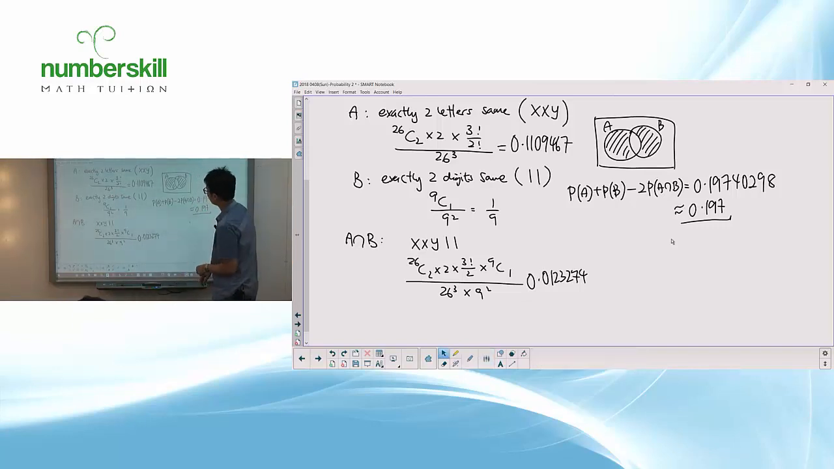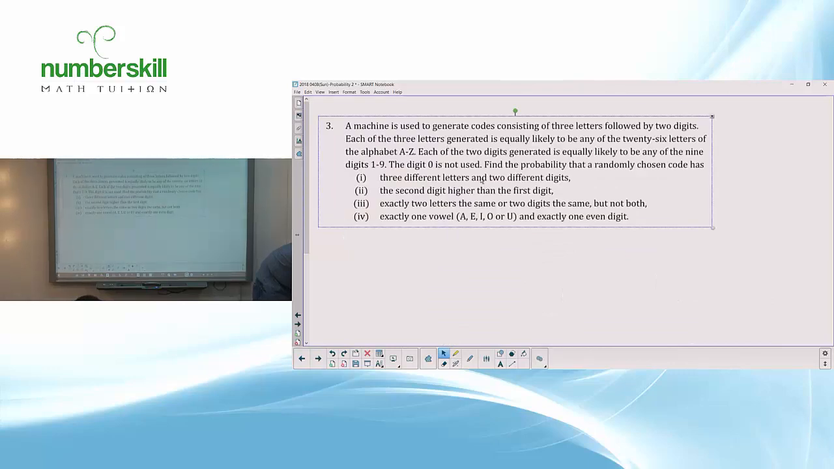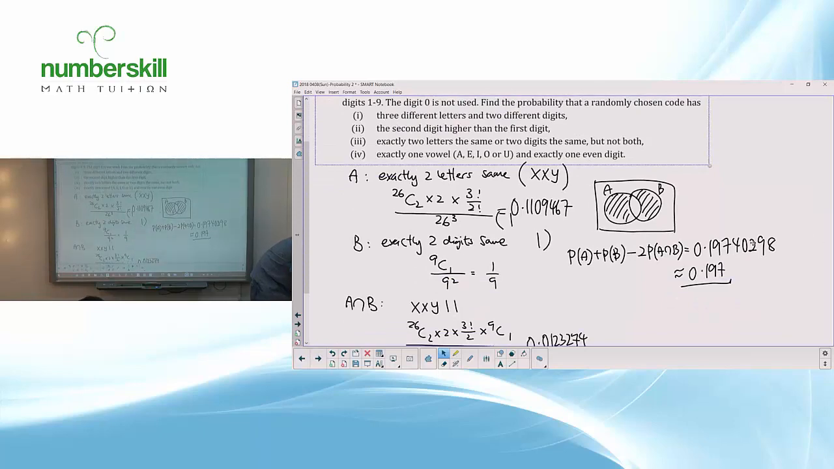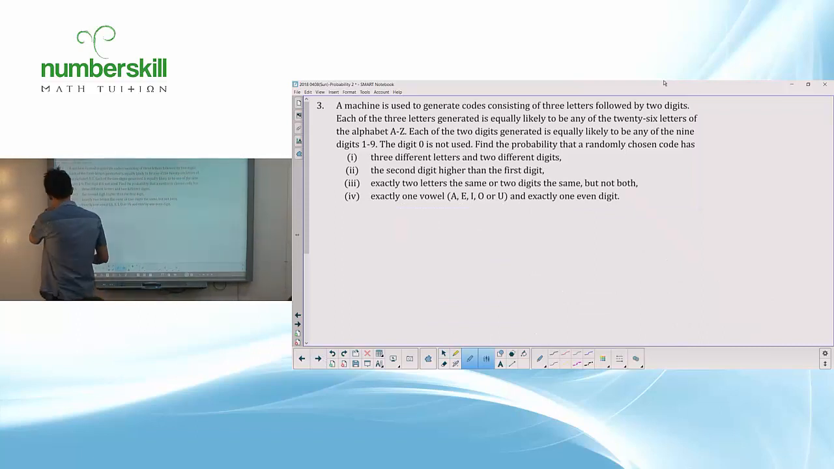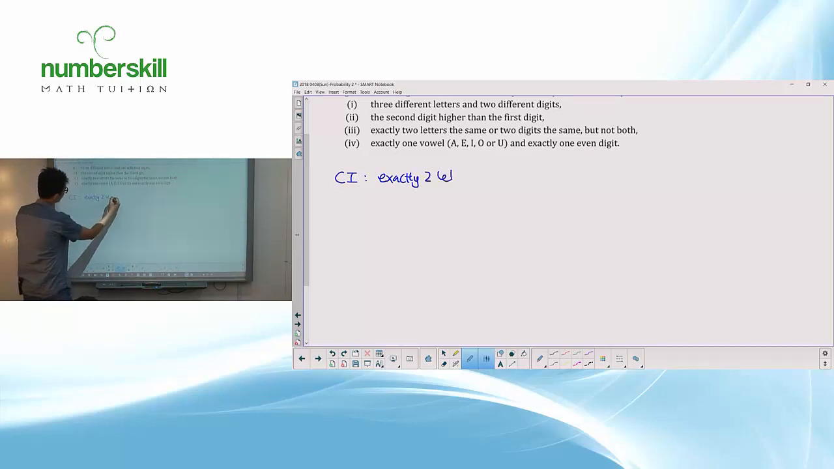How about the cases? Wait, now, okay, I need space, right? No space. Okay, let me just copy and paste this question elsewhere. Okay, here we go. All right, bear in mind the answer, 0.197. Okay, so that's the answer. Let's try to think about the cases. So many of you managed to figure out some of the cases, which is cool. Let's talk about the first two that usually people can think of quite easily. Exactly two letters the same, or two digits the same, but not both. So one of the cases will be, well, two letters same, but digits different.